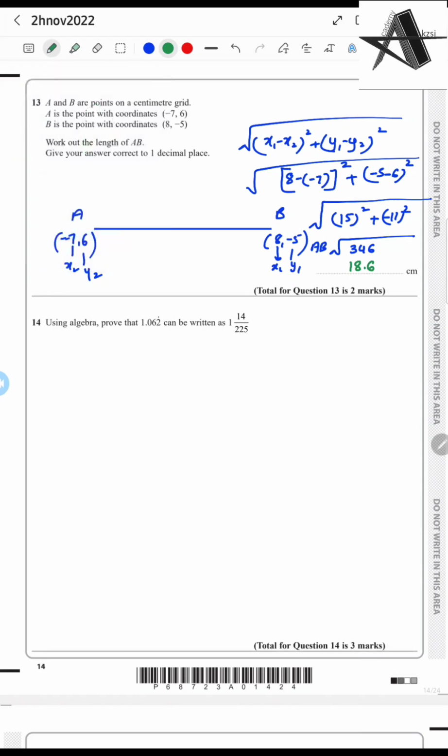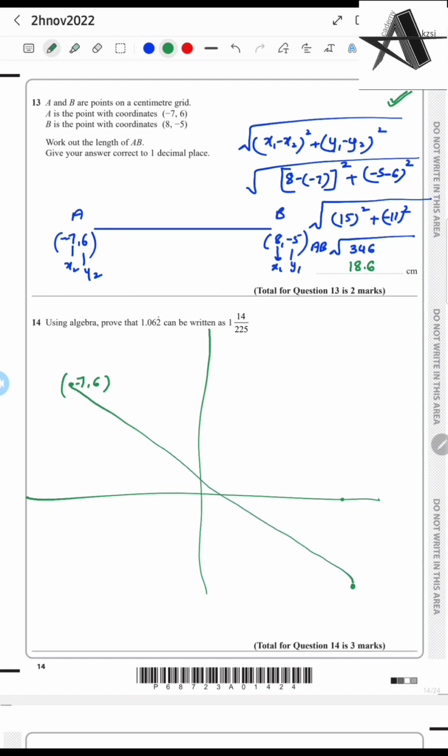But if you are not aware of the distance formula, apply Pythagoras, because the distance formula is the same as Pythagoras. It is derived from Pythagoras actually. Suppose A is the point -7, 6. Obviously, it would be somewhere here on our grid. Then B is 8, 8 would be somewhere here and -5 would be here. And we have to calculate the distance between these two.